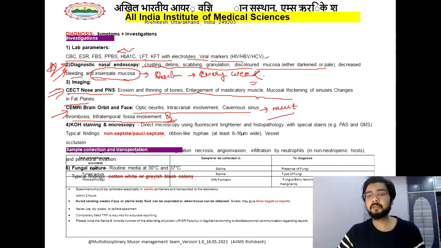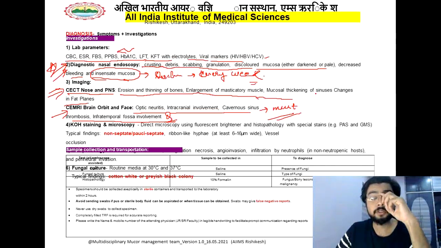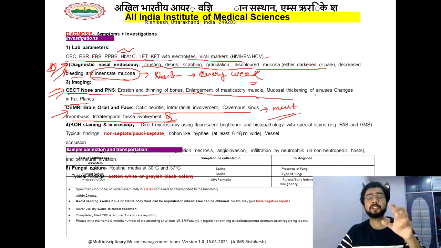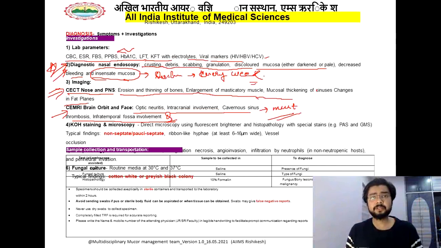If you ask me for one investigation that you should do as a part of radiology, I will order CE-MRI of brain, orbit and face, because this is not only telling you the amount of disease that is there, but also telling you in which parts the necrosis is present, so that you can remove them endoscopically or by surgery, whatever you have decided.